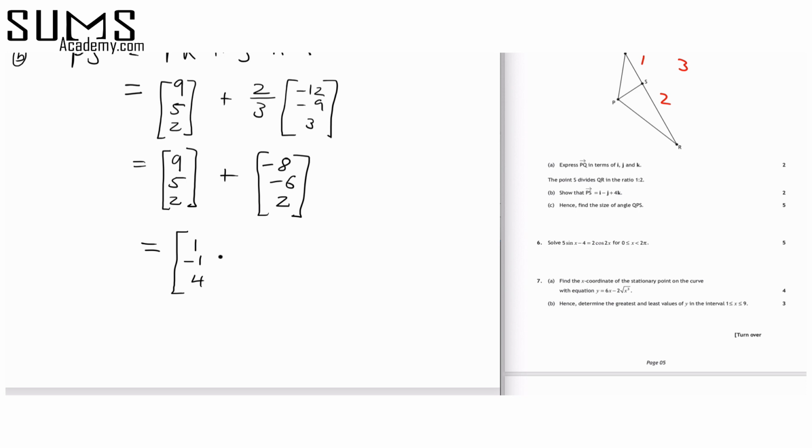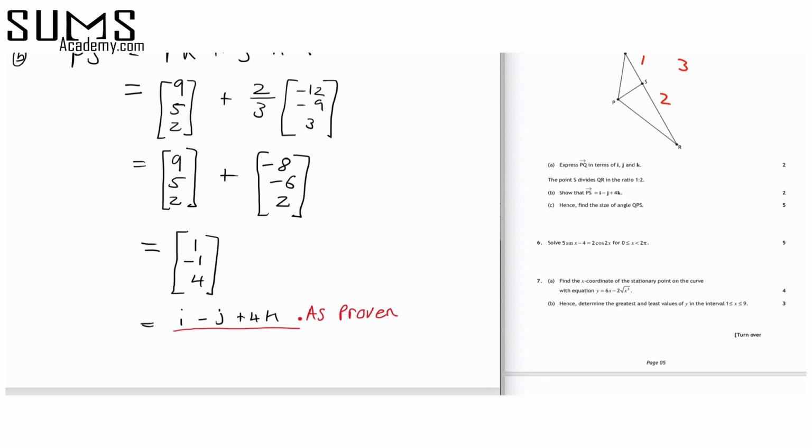But again, that's not the final answer because they want us to write it in terms of i, j, and k. So this then equals, as it says in the question, i minus j plus 4k. Then you want to put maybe a little 'as proven'.